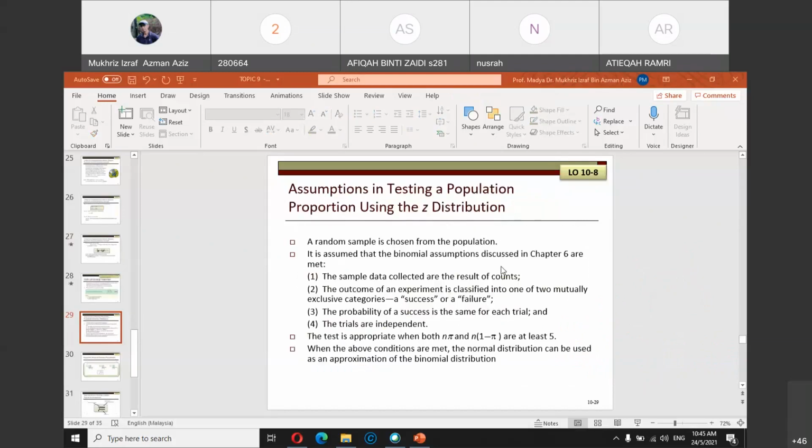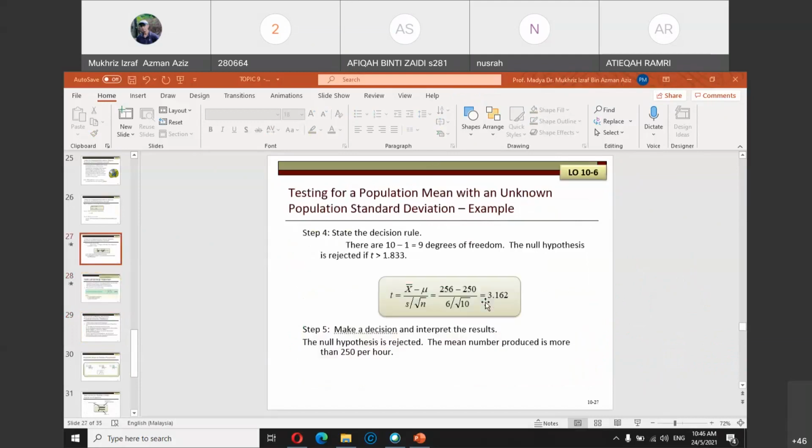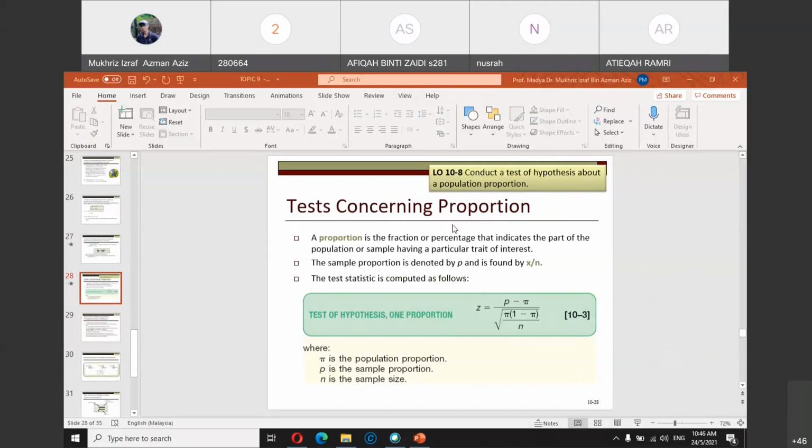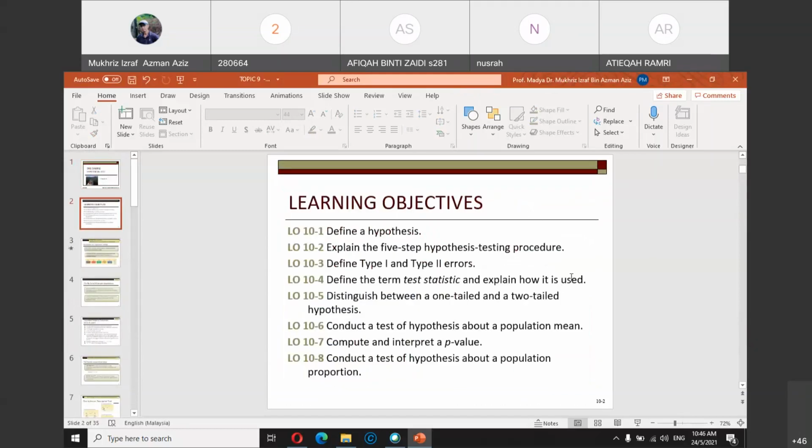Okay. When are you going to use Z? When are you going to use the T distribution? Okay, the last part of the syllabus, similar to your confidence interval, you have the proportion. Proportion means you are using Z. So Z means, in this syllabus, using the Z table, there are three conditions.